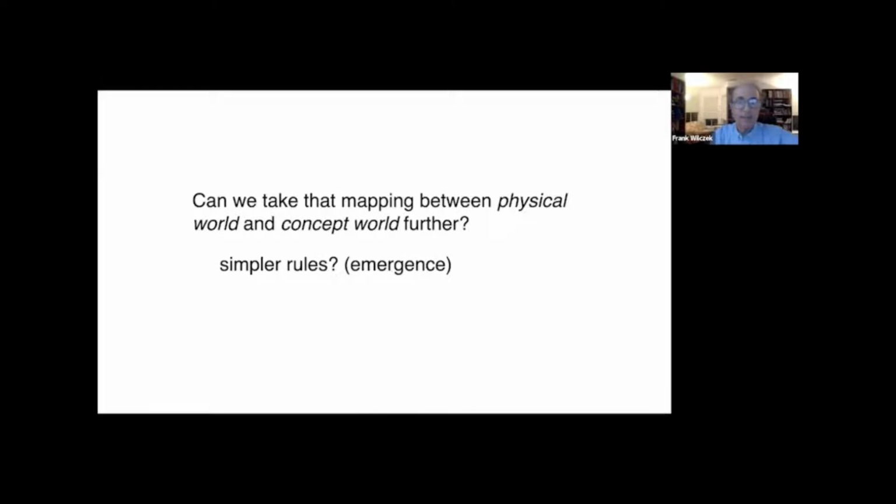And that success makes us wonder whether we can take it further. Could we get even simpler rules that go into a program? Or could we even imagine that the mapping should go the other way, that there should be a concept world that's the primary reality, and the physical world is really a secondary manifestation of what's going on in a world of concepts? This is the philosophical doctrine of idealism, or mind over matter.